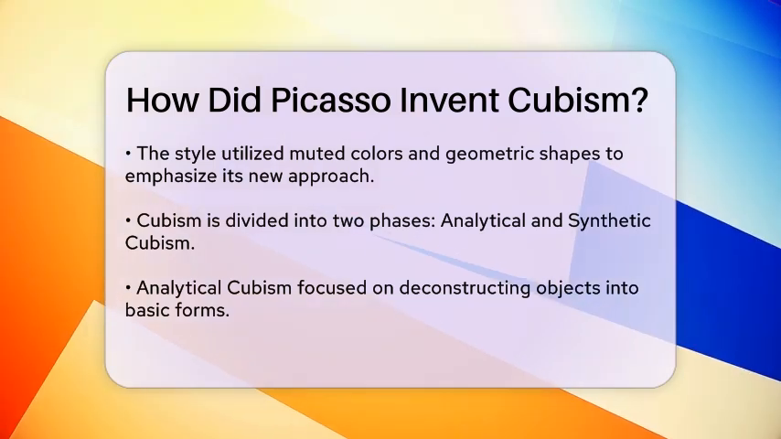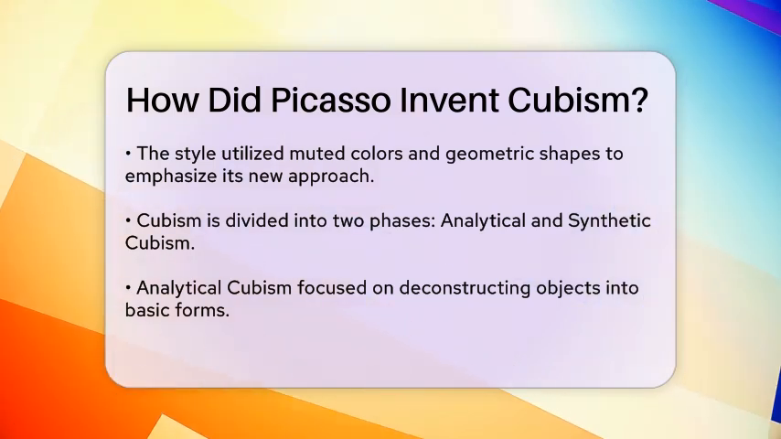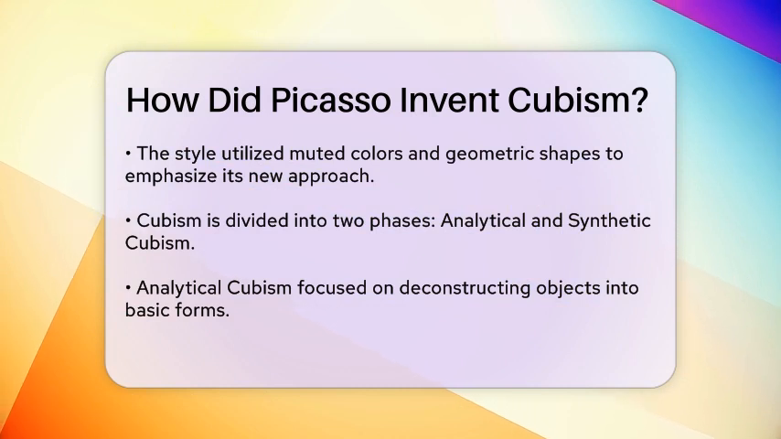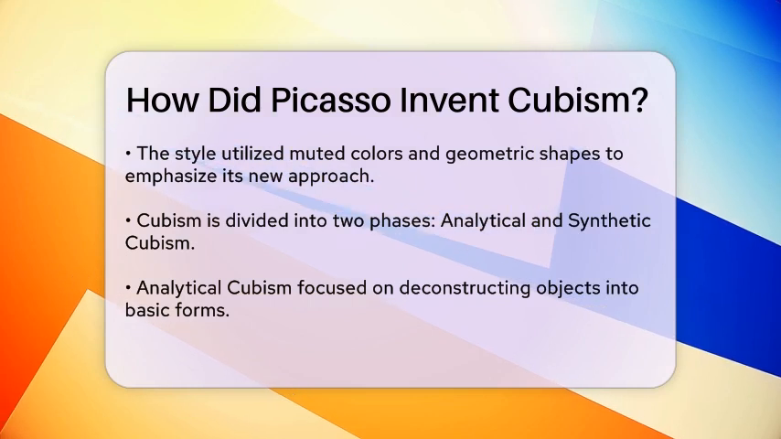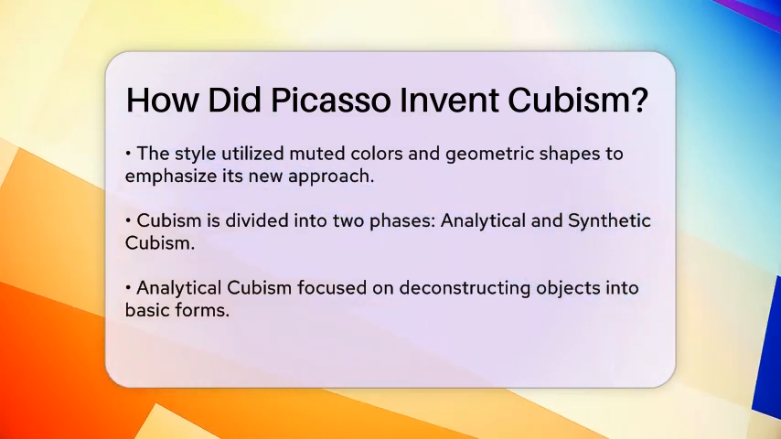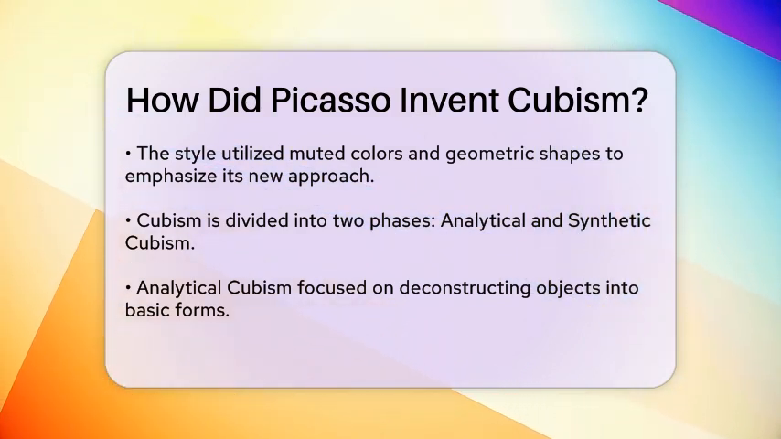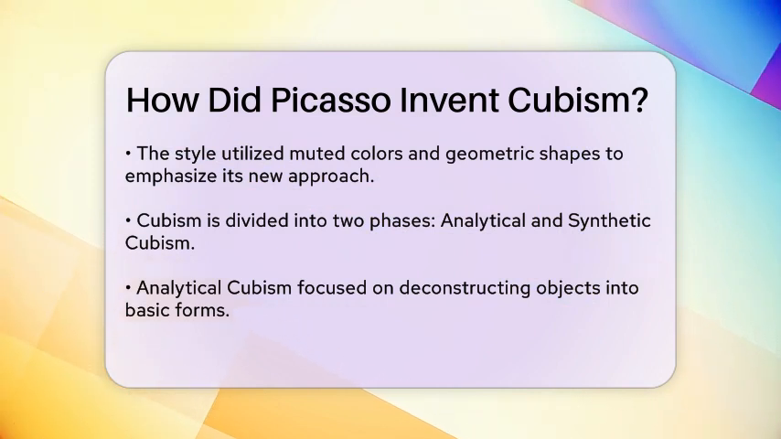Cubism can be divided into two phases: analytical cubism and synthetic cubism. Analytical cubism, which emerged first, focused on deconstructing objects into their basic forms and analyzing them from different perspectives. In contrast, synthetic cubism, which followed, involved the incorporation of different materials and textures, creating a collage-like effect.